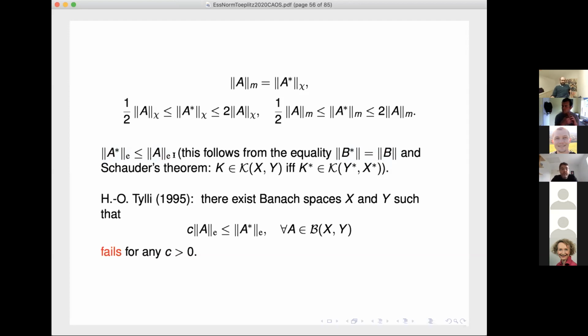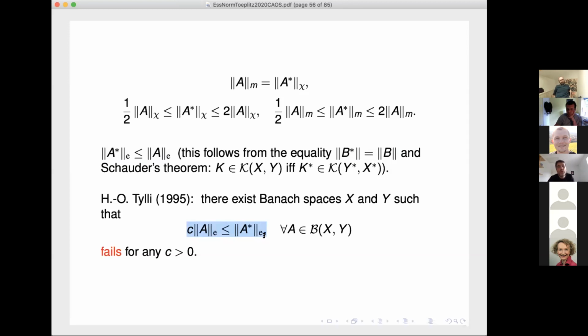So Tylli constructed Banach spaces such that you cannot have the opposite estimate, no matter which constant you choose. It's simply not comparable, these two. And this is a very surprising result. As I said, it has nothing to do with my talk, but I could not resist mentioning it because it's a very interesting result.